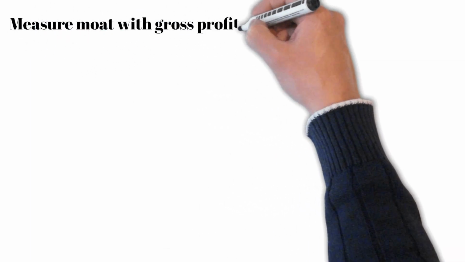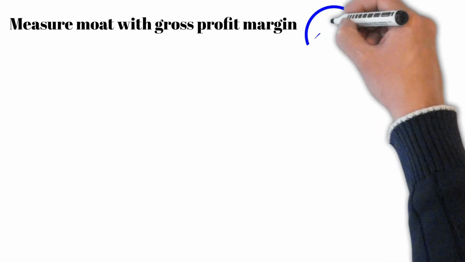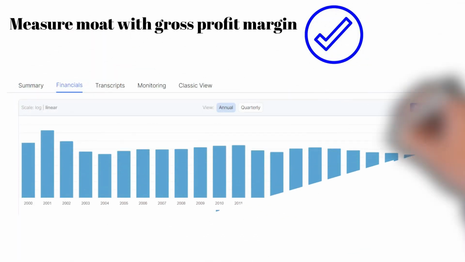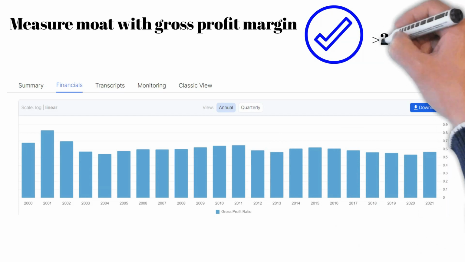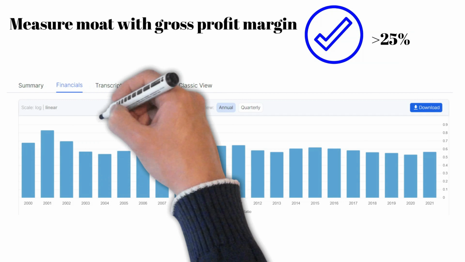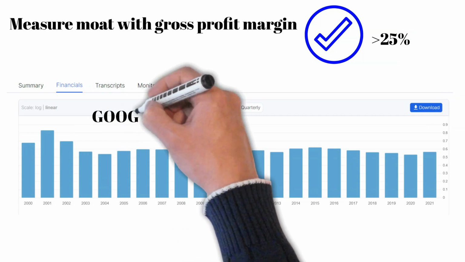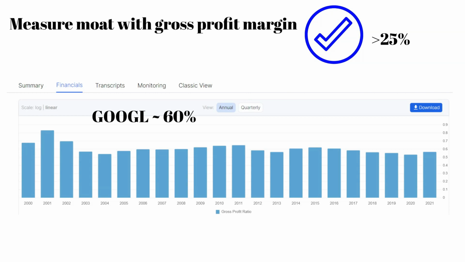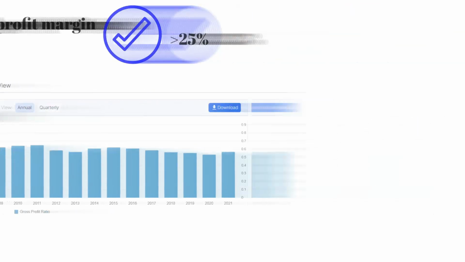One of the ways to measure moat is gross income margin or gross profit ratio. In general, a gross profit ratio of more than 25% is considered healthy. For Alphabet, the gross profit ratio is as high as 60%. From this chart, Alphabet managed to maintain its gross profit ratio for at least 20 years.